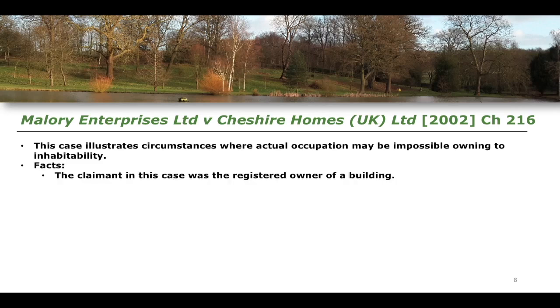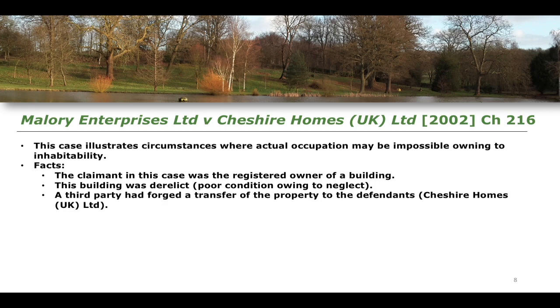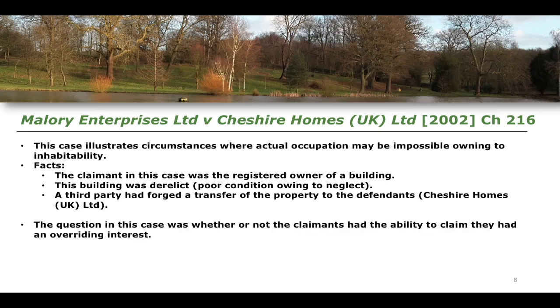Well, the facts of this case were where the claimant was the registered owner of a building. The building was derelict, which means essentially that it was in poor condition owing to neglect. It was essentially uninhabitable. Okay, and so a third party had forged a transfer of the property to the defendants, Cheshire Homes UK Limited. And the question for this case was whether or not the claimants had the ability to claim they had any kind of overriding interest. It was held that they did have an overriding interest.